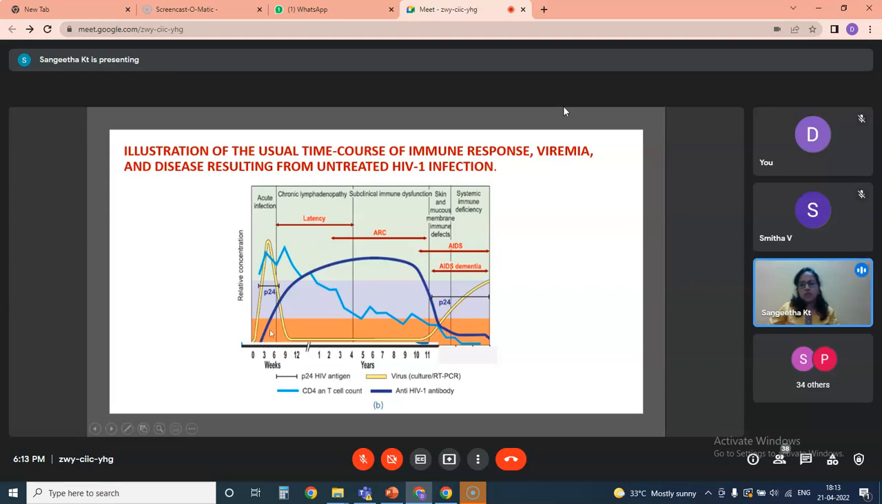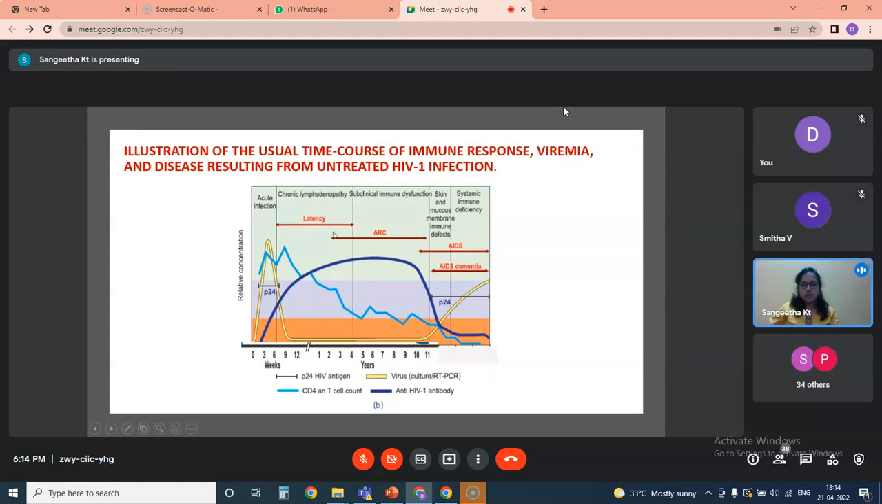After the window period, you can see that the antibodies are rising up, and as the antibodies rise, the level of viremia comes down. Then this is the period of latency, where I said the virus is integrating with the cell nucleus and remains as a provirus. It is known as a period of clinical latency, but you cannot call it microbiological latency, because the virus keeps on replicating during the latent stage. This period usually lasts nearly 7 to 10 years, where the patient can present with progressive lymphadenopathy but remains asymptomatic.